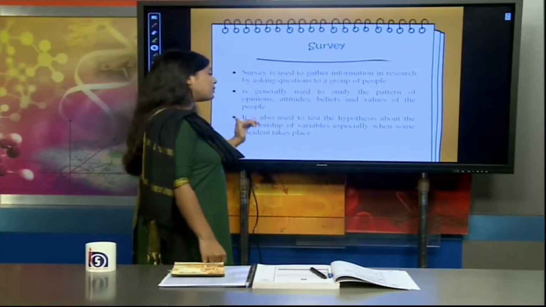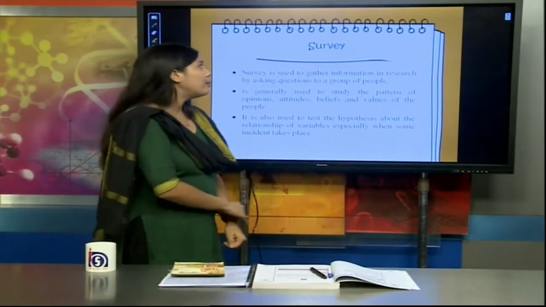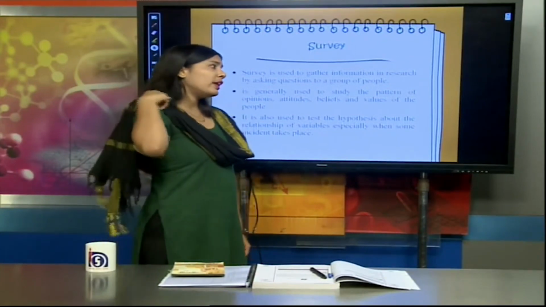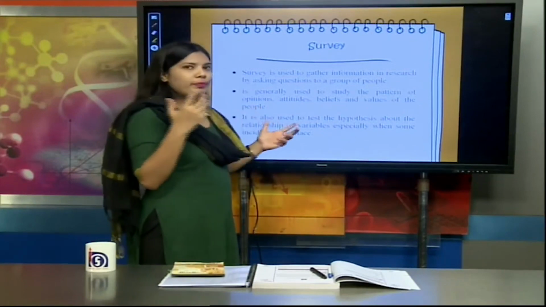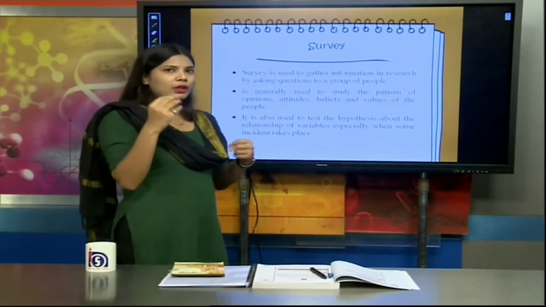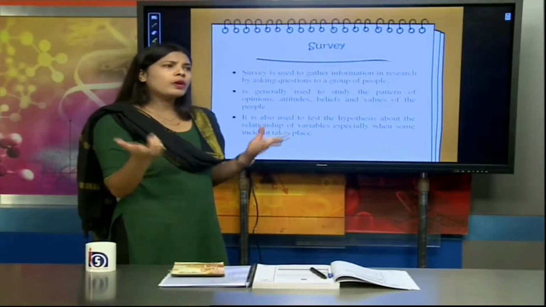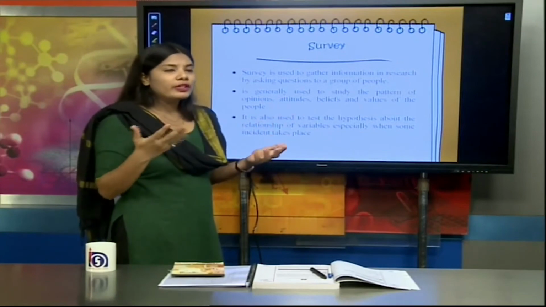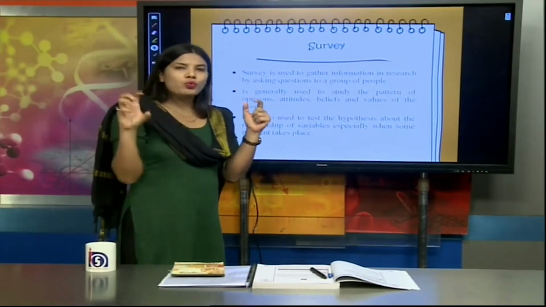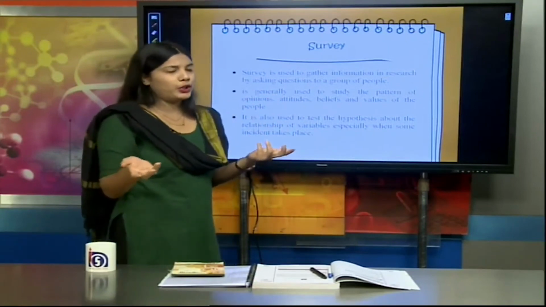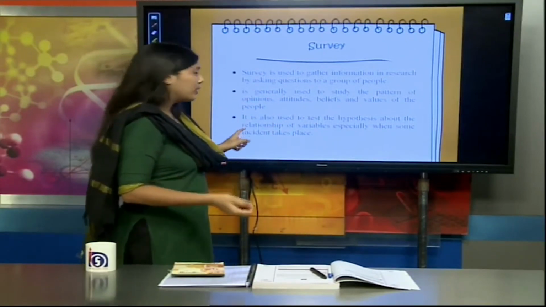It is also used to test the hypothesis about the relationship of variables, especially when some incident takes place. इसका सबसे अच्छा example है when election polls are happening. So a lot of media channels cover different areas and ask people what party they support, what party they are going to vote for, or what party they would like to win, so as to gauge what party has more chances of winning in an election. So that is a survey.